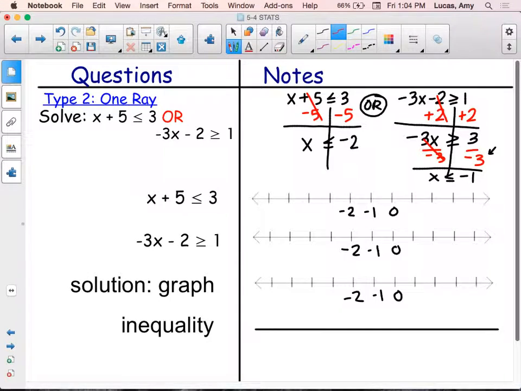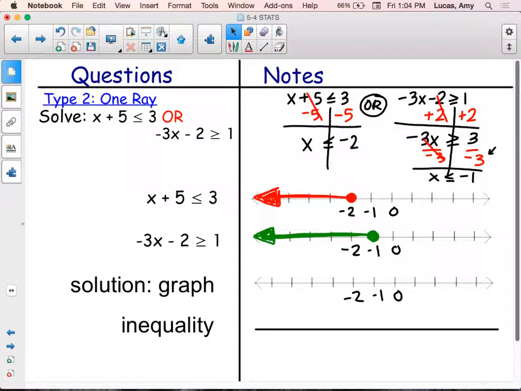Okay, so the first one, less than or equal to -2. Closed circle, going to the left for less than. The second one, less than or equal to -1. So closed circle again, going to the left again. So what happens if we unite these two rays together? If we put them together, one of them runs right over the top of the other.